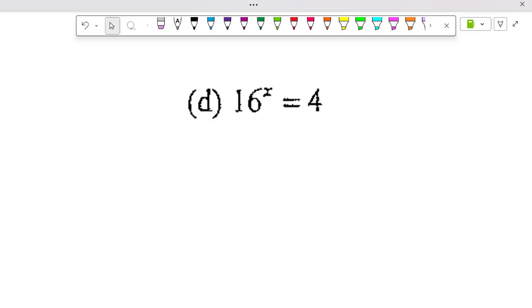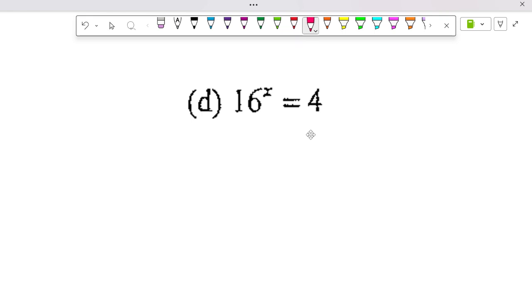You could use 2. I would say more 4. So when it comes to bases, my rule of thumb is if there are multiple bases that work, use the bigger one, because then you're dealing with smaller numbers. All right. So I'm going to rewrite this in terms of base of 4.